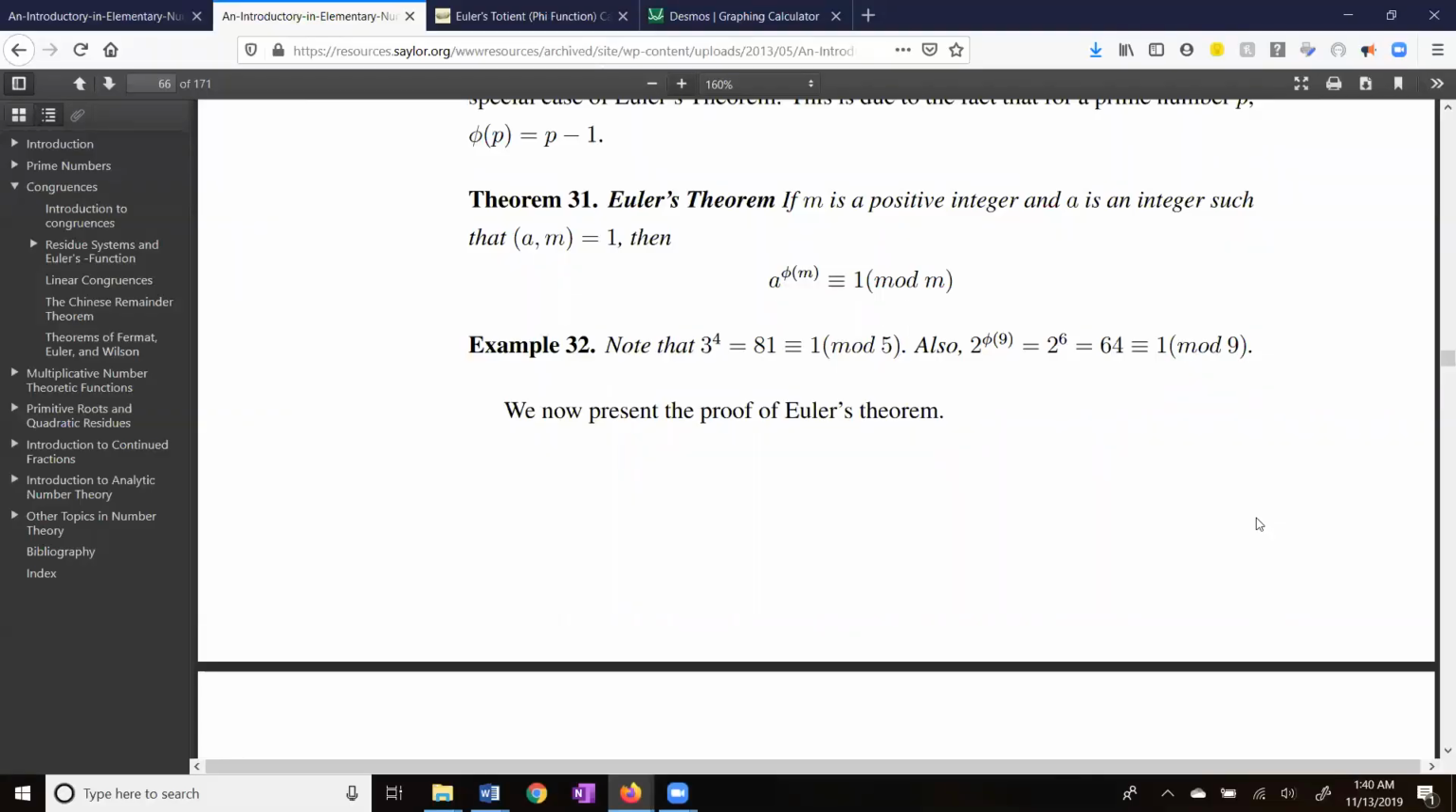Euler's theorem states that if m is a positive integer and a is an integer that is relatively prime to m, then if I take a and raise it to the power of phi of m, I get back to 1 mod m. For example, in mod 5, phi of 5 is 4, because all the numbers 1, 2, 3, and 4 are relatively prime to 5. 3 to the fourth power is 81, and if we simplify that mod 5, I get back to 1.